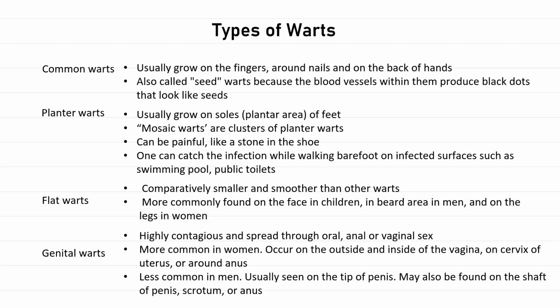These warts on men can be seen on the tip of the penis, and they may also be found on the shaft of the penis or scrotum or anus. So these are the different types of warts. So four warts: common warts, plantar warts, flat warts, and genital warts. There are mosaic warts as well, which is kind of plantar warts in a clustered manner.